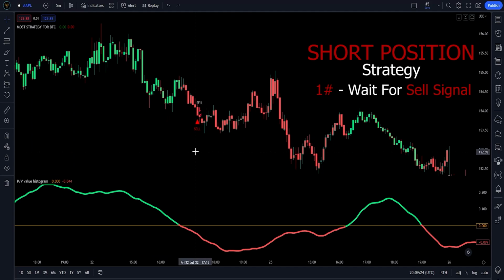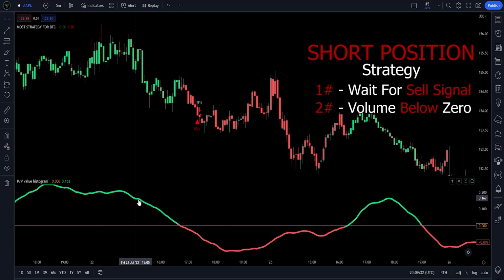Our second rule is that our volume indicator must be below 0, meaning that more people are selling than buying. This is also an extremely important bearish pattern signal. As you can see, we also receive a cross signal, so we can see exactly when more sellers entered this market. Our third and final rule is that the candle right next to our sell signal must be bearish.